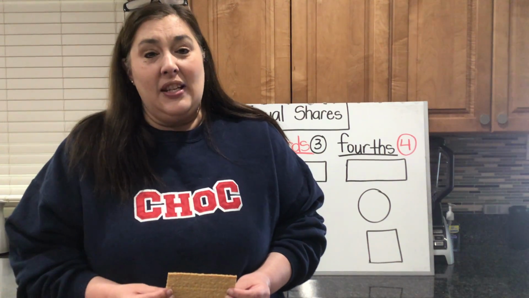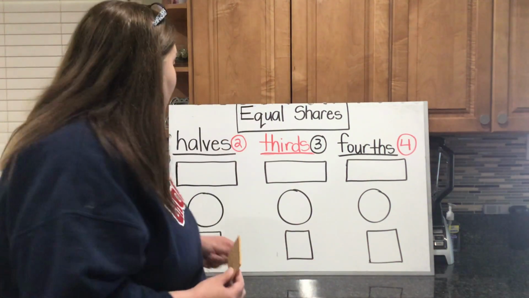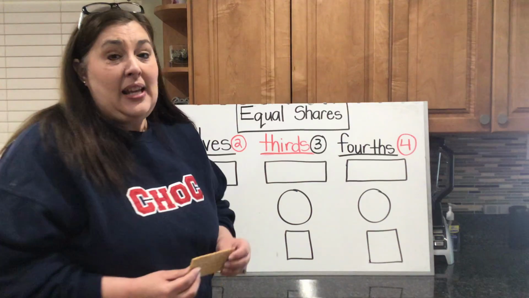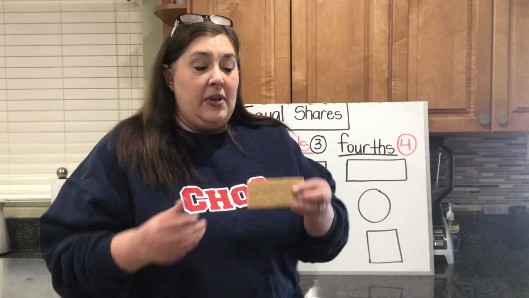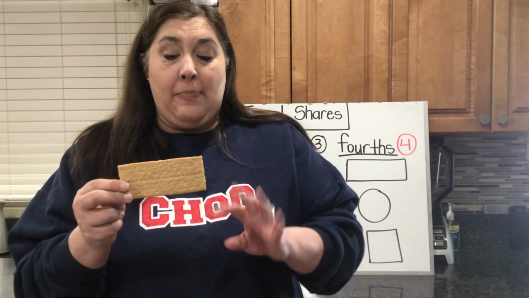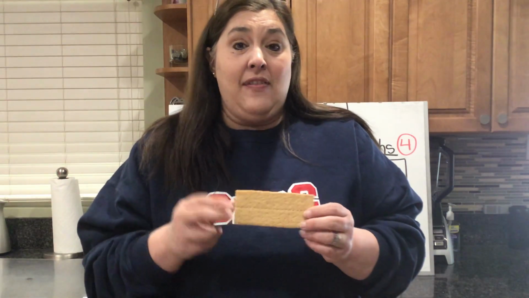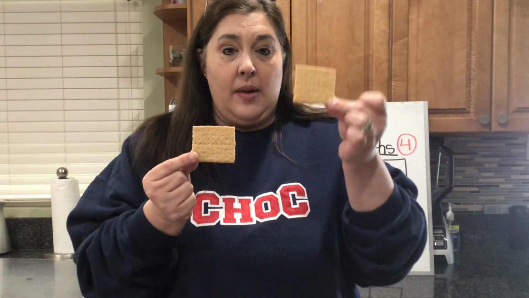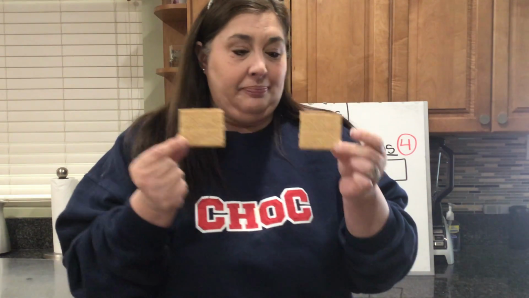Hey guys, so today we're going to talk about equal shares in math. Remember, equal means the same amount. So if I was sharing this graham cracker with a friend, and I wanted to break the cracker up into halves, halves would be 2 equal parts, so 2 of the same amount. So I could just break it right down the center, and I would have halves. So one amount here, another amount here, 2 equal parts, halves.